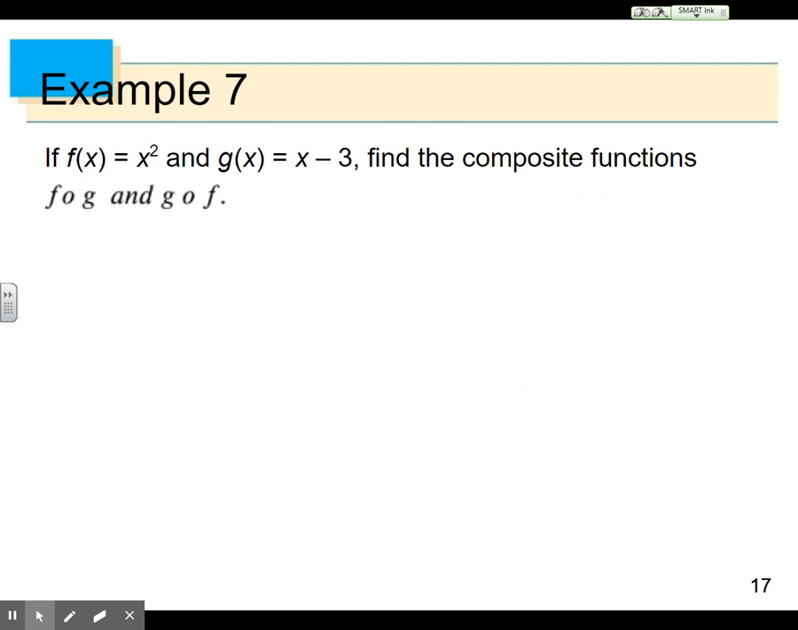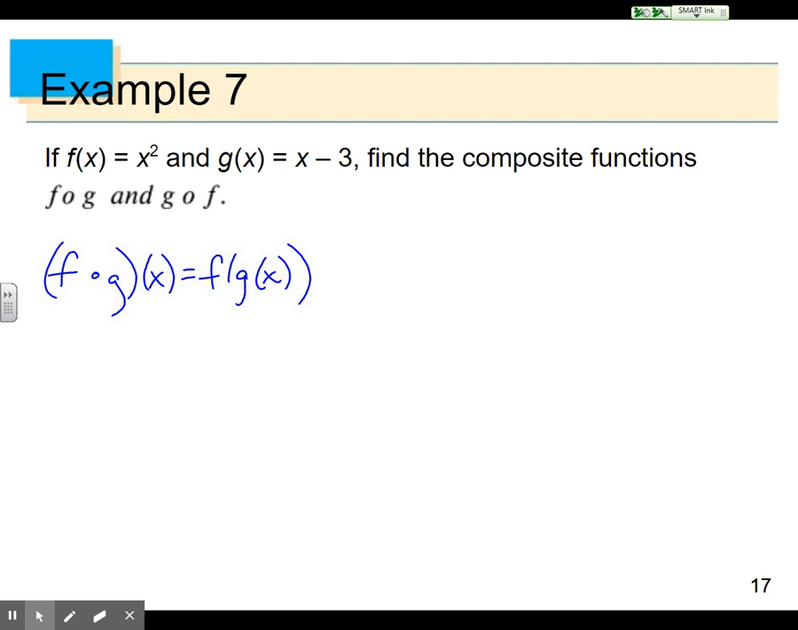If I have f of x and g of x listed as those functions, I'm wanting to find f of g and g of f. I'm going to do one of them, have you do the other. I'm going to do f of g of x. And so the first thing I do is I rewrite it. I don't like that where it looks like fog. I would rather see it like this.